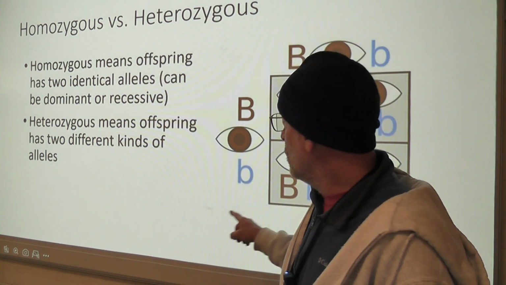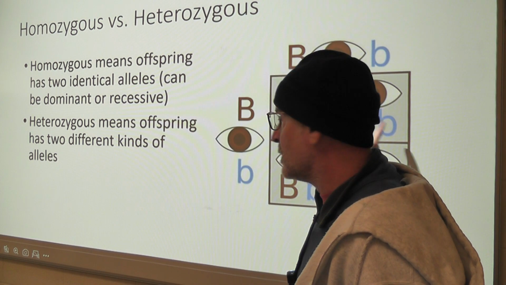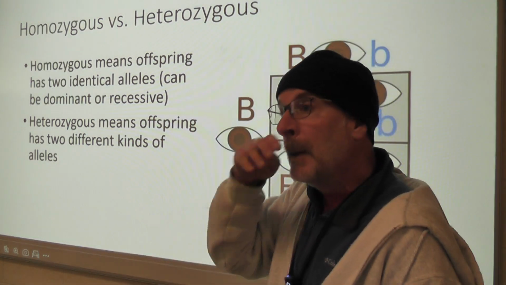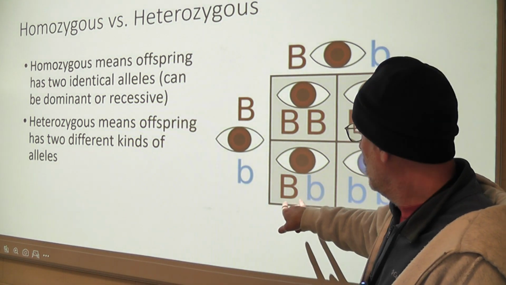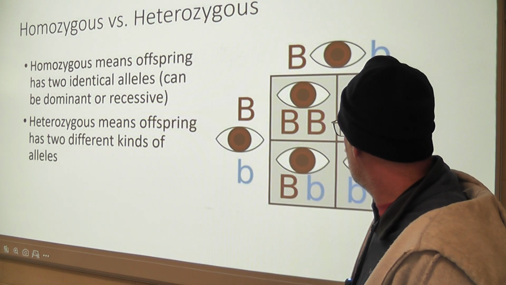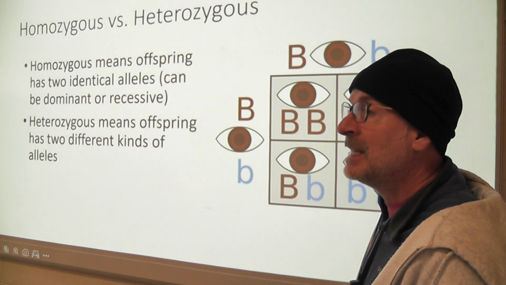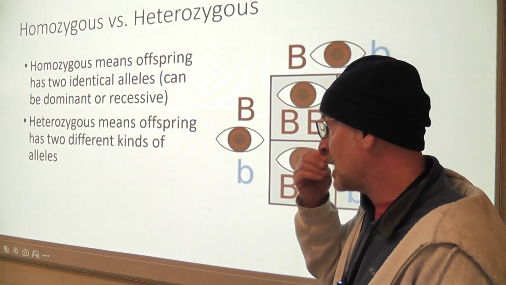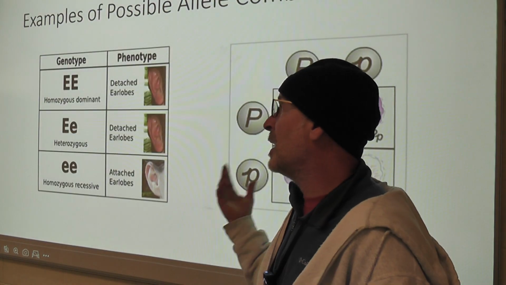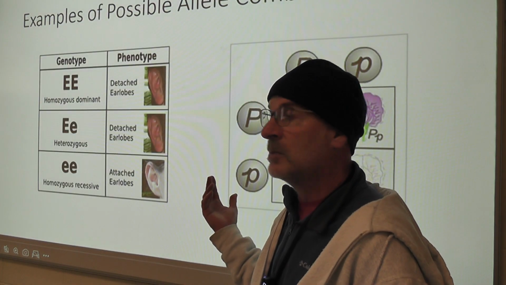Heterozygous, there's only one way to be heterozygous. It's to have one of each. Now, there's two paths to get there, right? But this organism and this organism would be genetically indistinguishable, which means that we just say that it's heterozygous. There's no such thing as heterozygous dominant or heterozygous recessive.